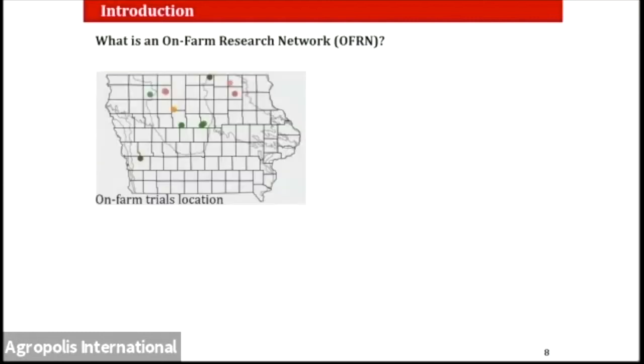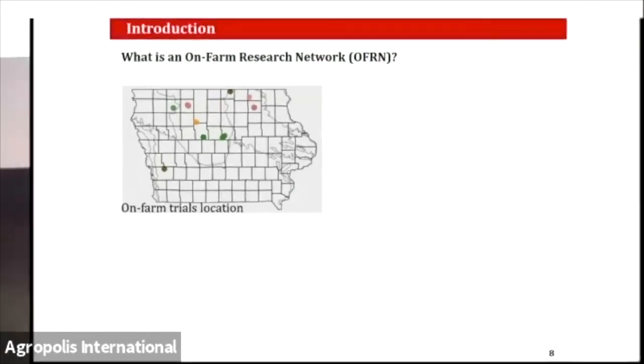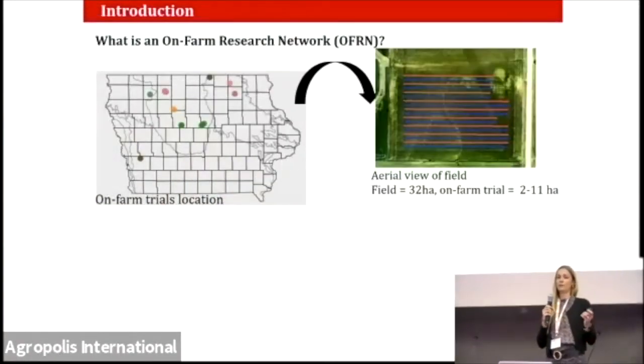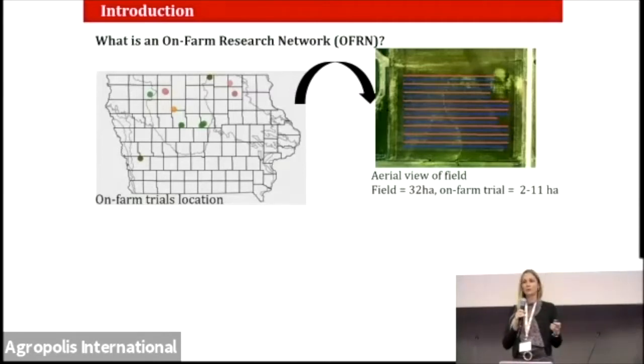That's an example of an on-farm research network managed by the Iowa Soybean Association in the Midwest. The dots represent the on-farm trial locations. As you can see in that figure, that's the overall view of one on-farm trial, with two colors representing the strips, the control and the treatment. In central Iowa, a common field is about 32 hectares, and for an on-farm trial regarding the management practice you are looking at, the trial will range between 2 to 11 hectares.